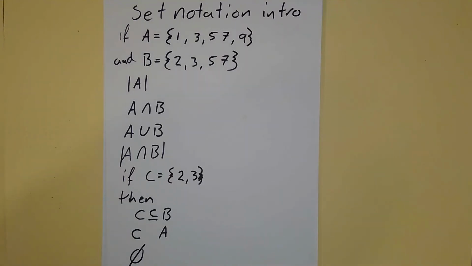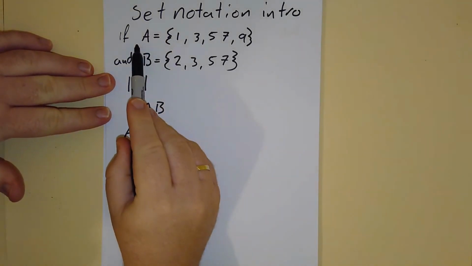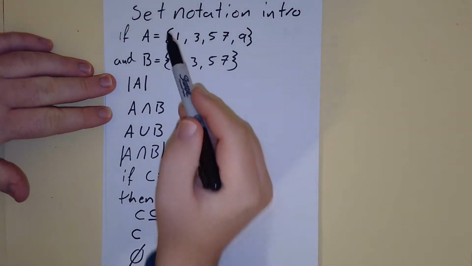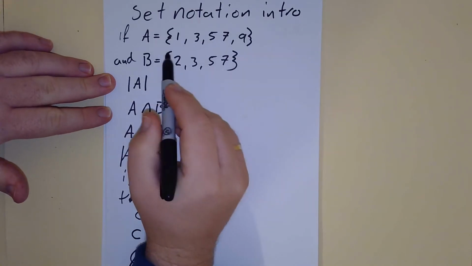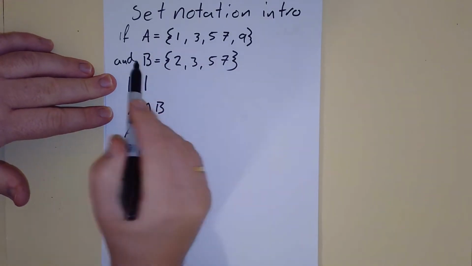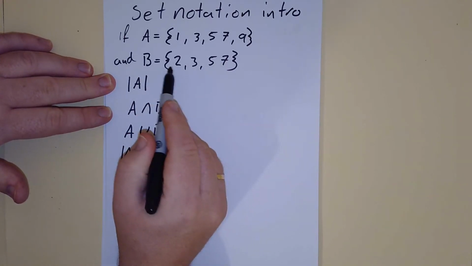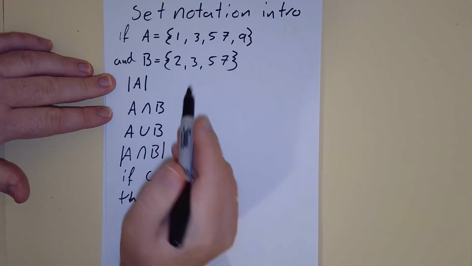So we're going to start off with a little bit of an introduction to some set theory notation, just so that we can understand what we're talking about in a moment. If I say that A equals these curly brackets, I'm saying this is a set of numbers. So A are the numbers 1, 3, 5, 7, and 9. And here B is the numbers 4, 3, 2, 3, 5, and 7.